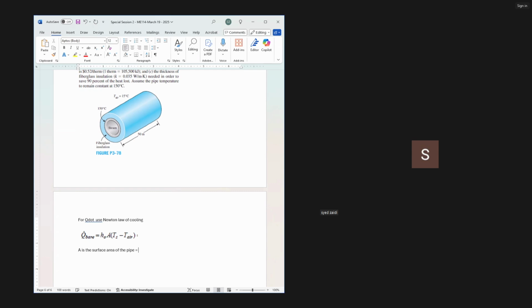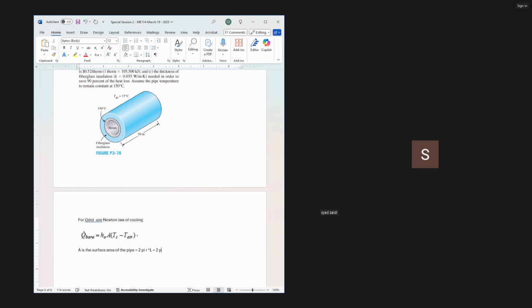The surface area of the pipe is the circumference, 2 pi r, where r is the radius, multiplied by the length of the pipe. This is the curved surface area. So you take the circumference for the outer radius and multiply it by the length, which is 50, to get the surface area. It's not the area of the cross section. So can you calculate that, please?